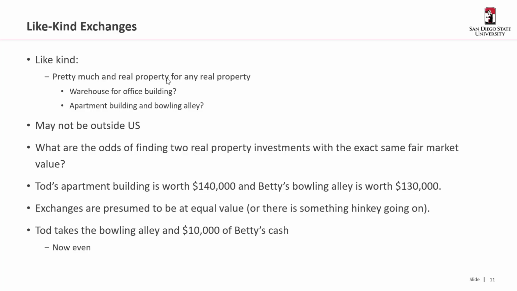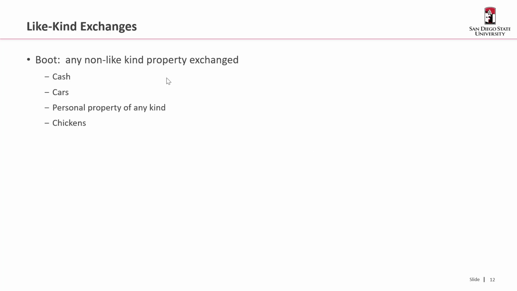They are of equal fair market value, right? Todd gives up something worth $140,000. He gets something worth $130,000 plus $10,000 of cash, so a total of $140,000. The problem is now it's no longer like kind because we've injected cash into the situation. So when we have a like kind exchange that involves something known as boot, which is any non-like kind property, then that changes the rules. So boot can be cash, cars, personal property of any kind, chickens, or anything else that isn't the like kind real property.